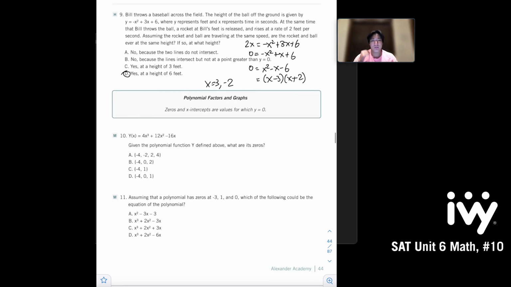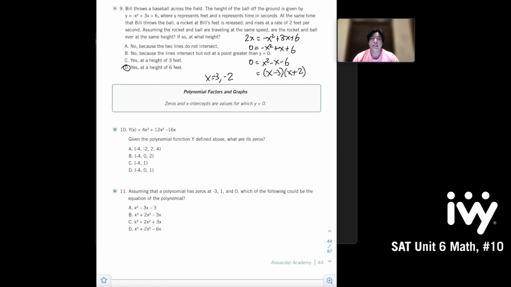Okay, polynomial factors and graphs. Zeros and x-intercepts are values for which y equals 0. So, question 10. Given the polynomial function y defined above, what are its zeros? So first thing here, the zeros, like we just read, are the x-intercepts, or when y equals 0. So let's go ahead and set y equal to 0. We have 0 is equal to 4x cubed plus 12x squared minus 16x.